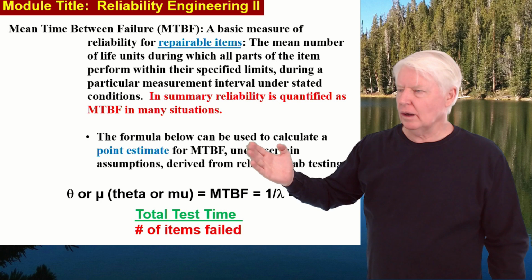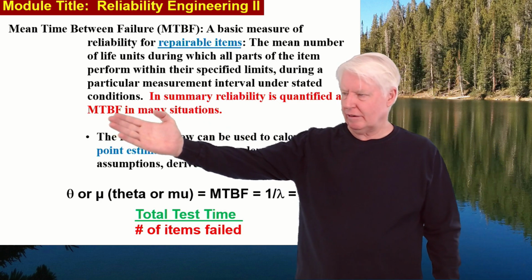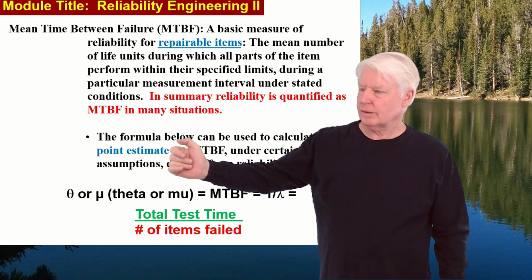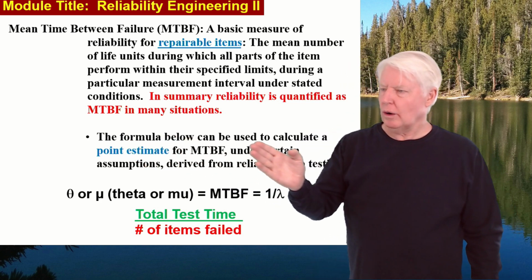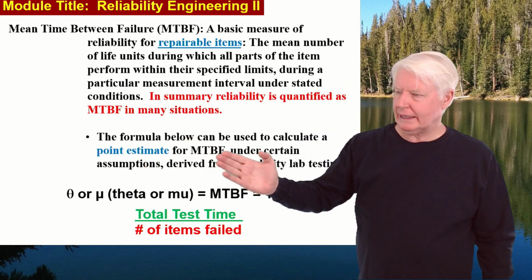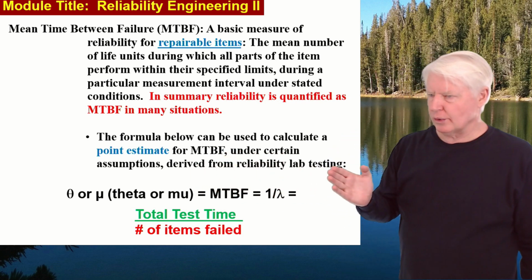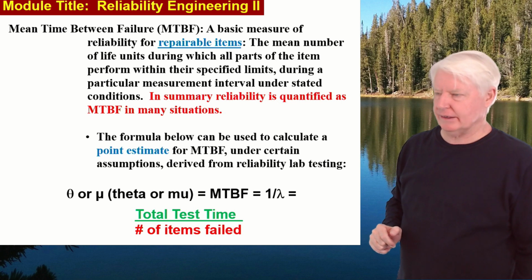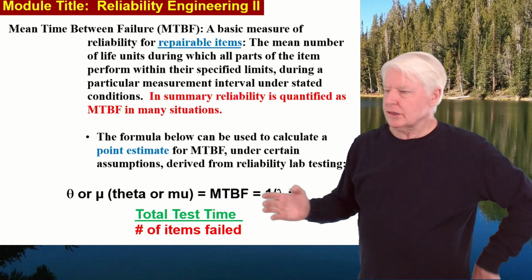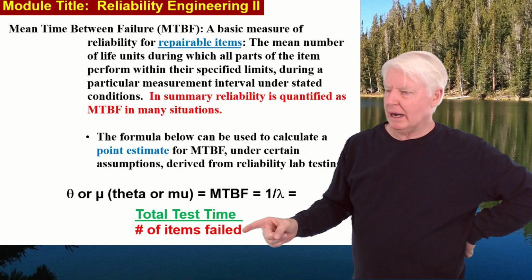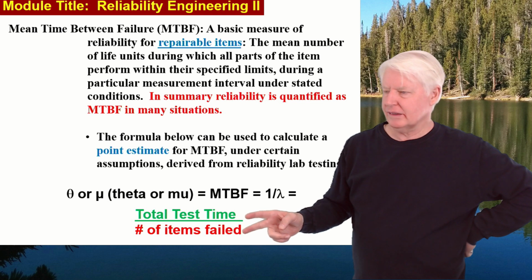The formula below, you can use mean time between failure to directly calculate reliability, as we'll show you later. The formula below can be used to calculate a point estimate for mean time between failure under certain assumptions derived from reliability lab testing. Okay, so mean time between failure is the total test times divided by the number of items failed. Oh, look at that. That looks familiar, doesn't it?